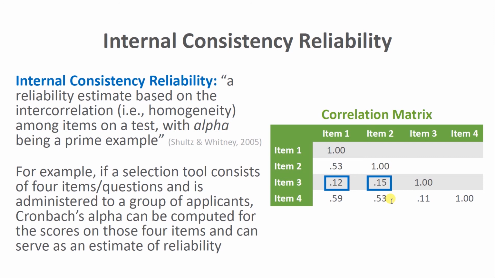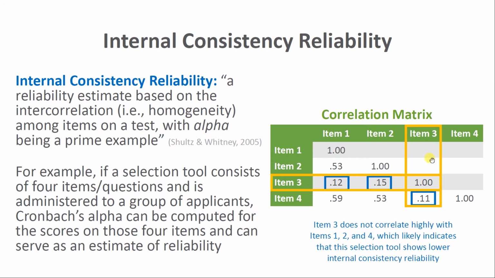So again, they seem to be measuring probably something consistently at least. And then finally, the correlation between item 3 and item 4, that is another low or small correlation of 0.11. And so what do we see in common here? Well, we can see there's something with item 3. Item 3 is not seemingly consistent or homogeneous with the other 3 items, which are 1, 2, and 4.